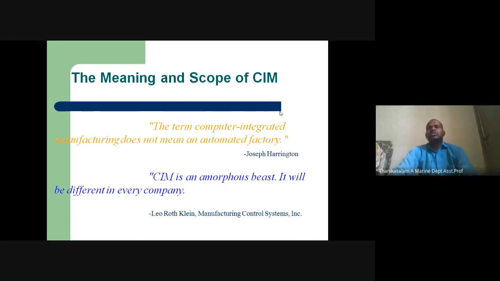The meaning and the scope of CIM. According to Harrington, the term computer integrated manufacturing does not mean an automatic factory. Not fully automatic, maybe 90%, 80% of industry activities by using computers. CIM is amorphous. It will be different in every company. So Leo wrote Clean Manufacturing Control System.